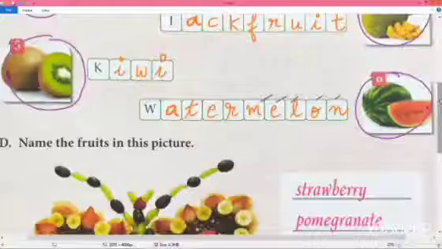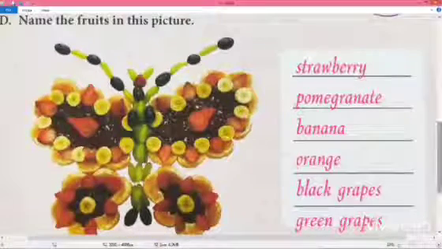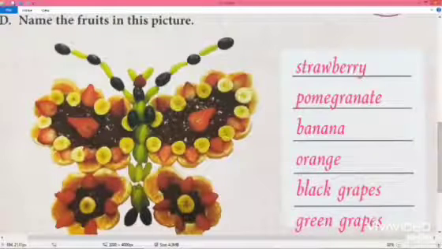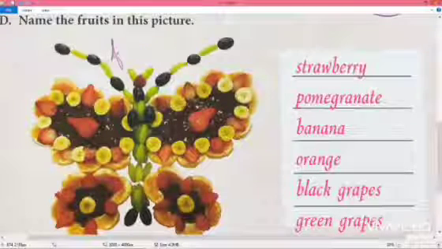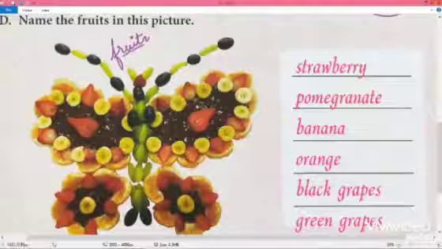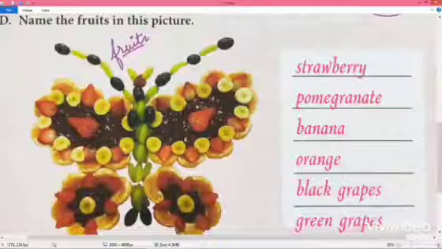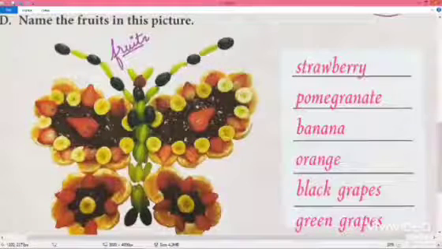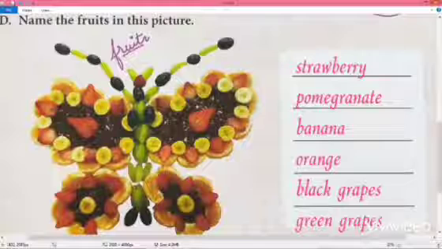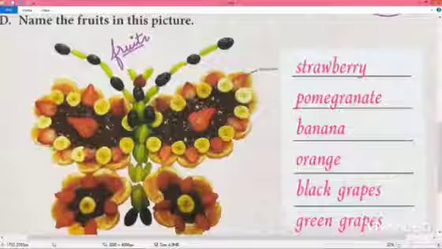Now see here below is a very interesting picture of a butterfly, and this butterfly is very special. Why? Because it is made up of fruits. You can see different fruits are used to make this butterfly image. So let us identify which fruits are used. Now number 1 here I can see is a strawberry.